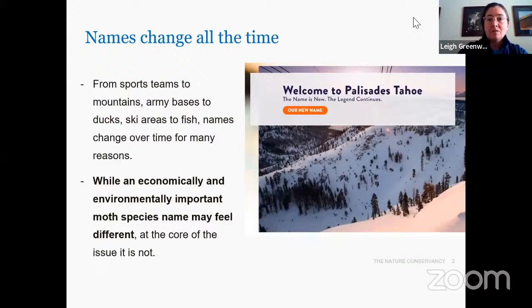So to start off, names and words and meanings, they change all the time. We are always looking into changes in language as the world moves forward. And recently, actually just yesterday, a new name was announced for a sports team. They are renaming tons of mountains in the United States right now. There's an entire US commission to rename army bases, and then we rename everything else too. Ducks, ski areas, fish, you name it. And names change for many, many reasons. So while this might feel like an isolated situation with a lot of attention towards this particular moth, Lymantria dispar, and it is an economically and environmentally important moth that has very high visibility, the core of this issue is not unique in the slightest.